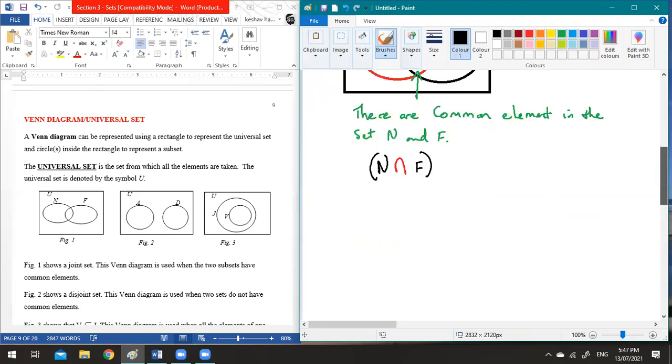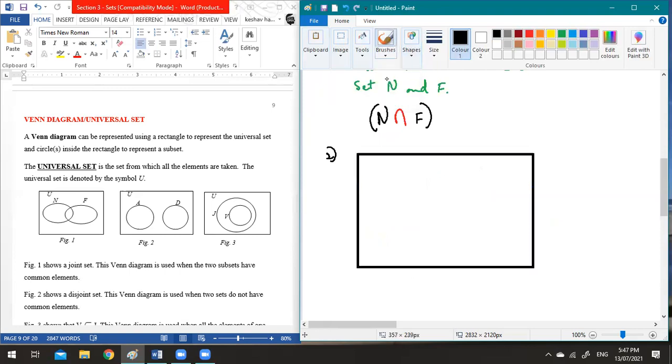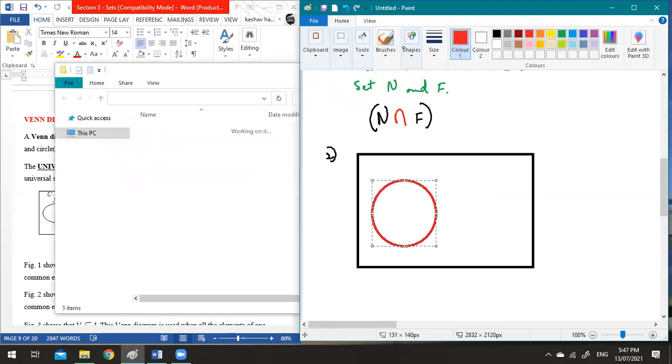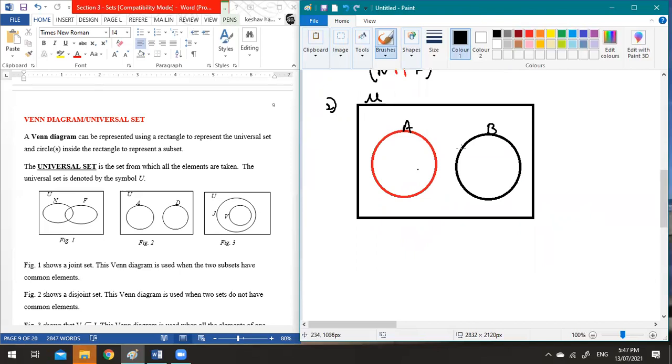The second figure, where we have two sets, set A and set B, right? But they don't intersect, right? So again, universal set, this is A and this is B. So they do not intersect. The middle here does not intersect. So this diagram is called a disjoint set.